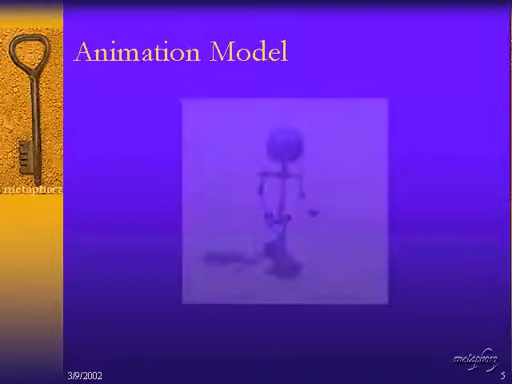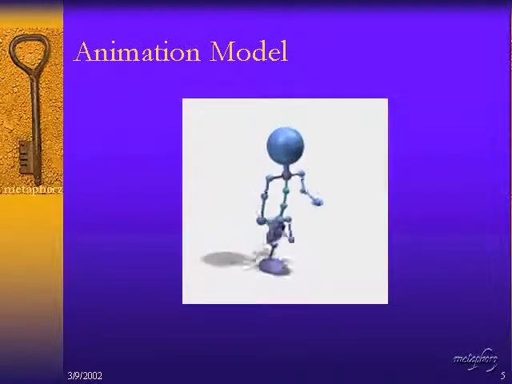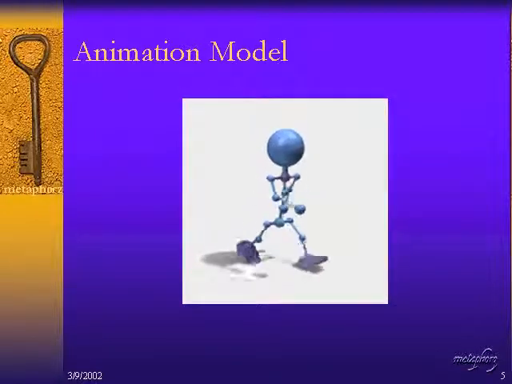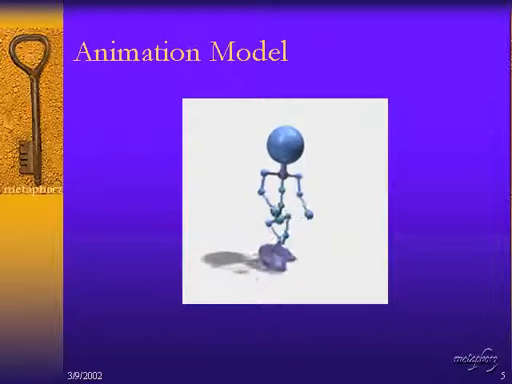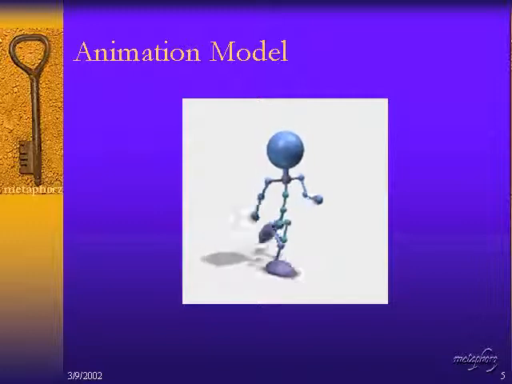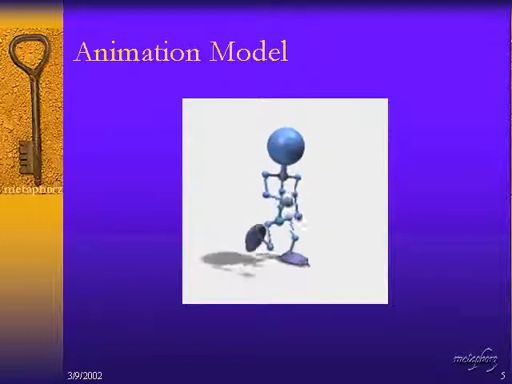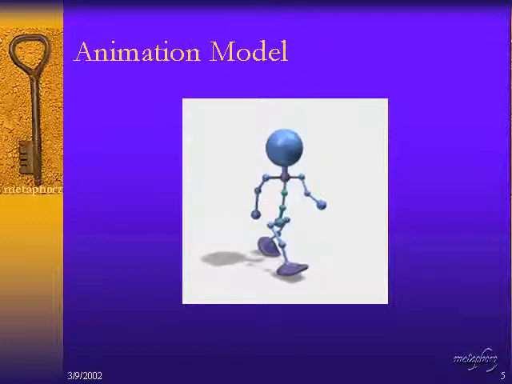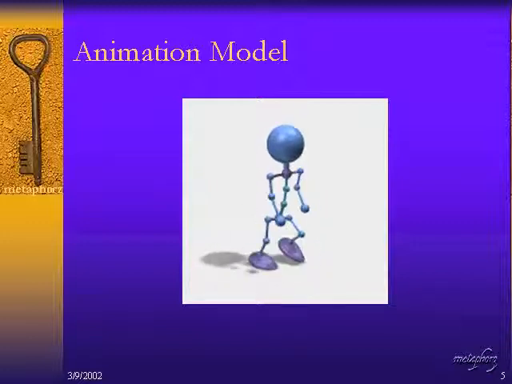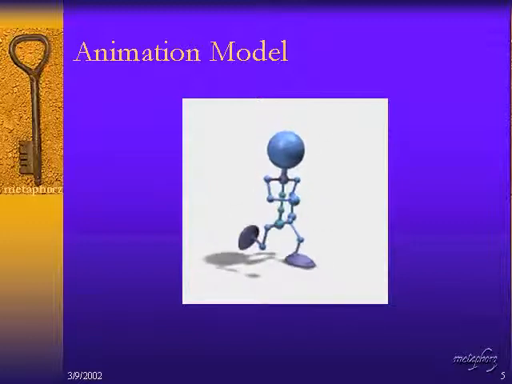Here's an example of what might be called an animation model for Mona. And it's active, unlike the other one that we just showed. So we see Mona moving around, and we get a perspective of exactly how the joints work and so forth.